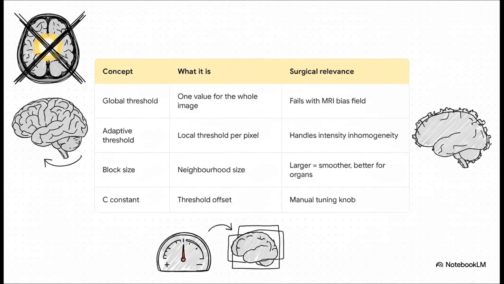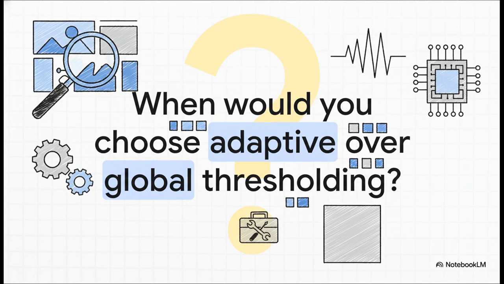And here's a quick summary of everything we just built. We saw why global thresholding can totally fail, especially with problems like MRI bias fields. Then we saw how adaptive thresholding is the perfect solution using a local threshold for each pixel. And finally, we learned how to tune that block size and the C constant to get exactly the result we need. This leaves us with a final thought.